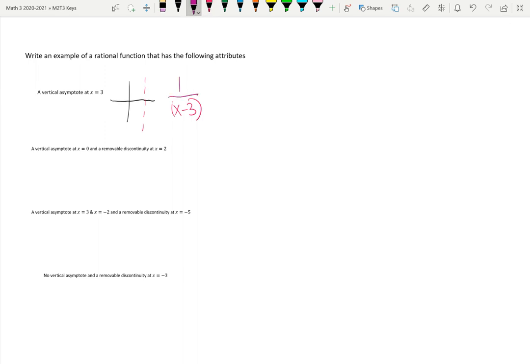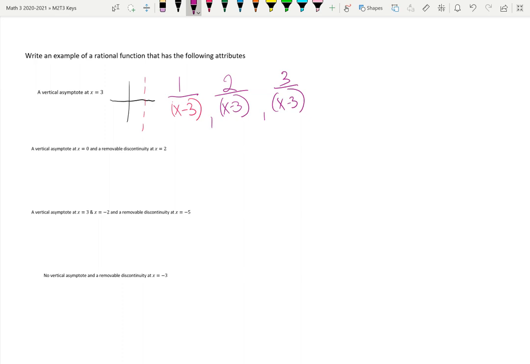I can put a 1 on the top. I could transform it, put a 2. I could put a 3, so on and so forth. And as long as that denominator is x minus 3, I am good to go. Next up, we're going to turn it up a notch.